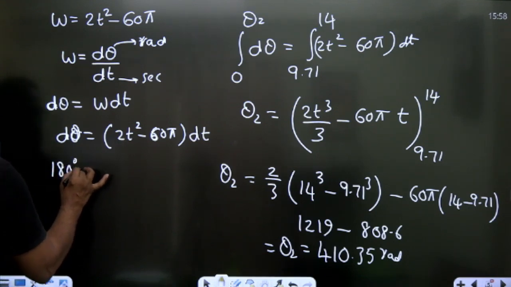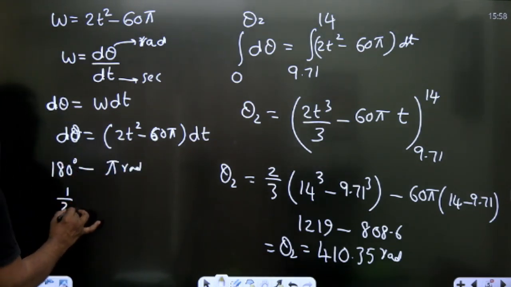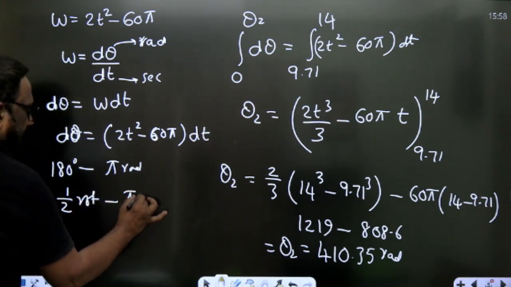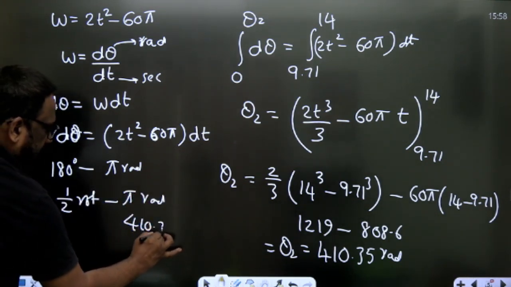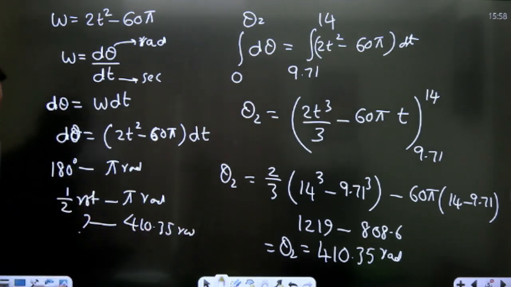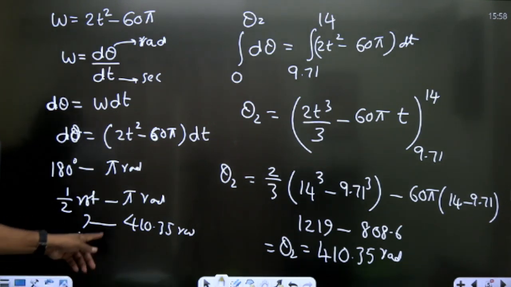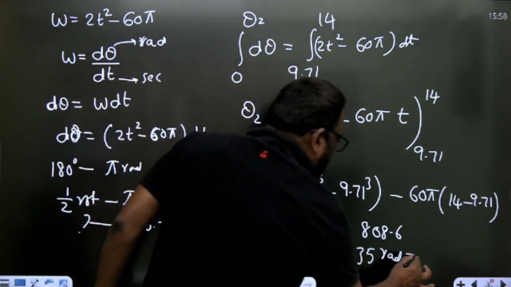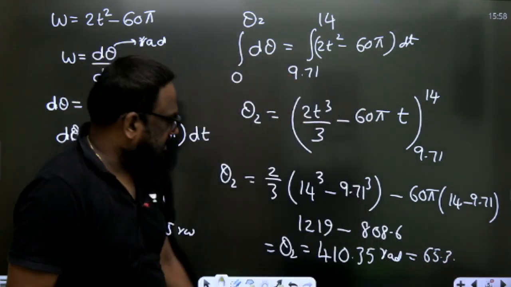180 degree का मतलब π radian. What does 180 degree mean? Half rotation is π radian. ठीक है सर, तो 410.35 radian is how many rotations? So this will be divided by 2π, ये आ रहा है 65.3. This is 65.3 rotations. Now let us see the total answer.